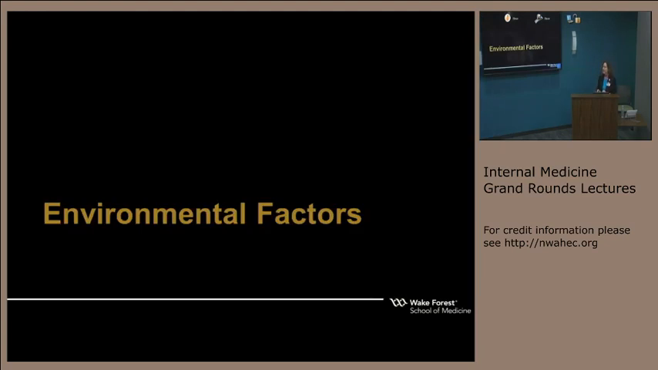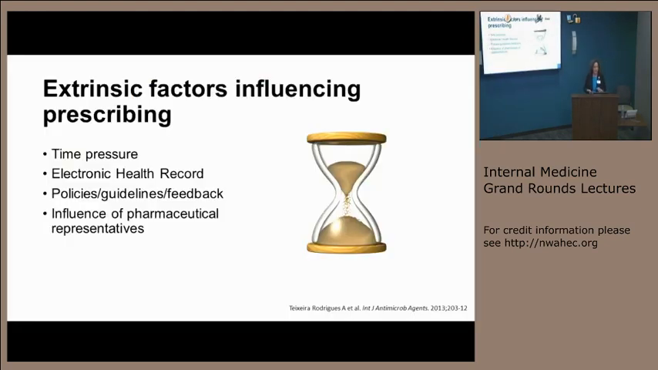Okay, environmental factors. We'll just touch on a couple of these, but there are a lot of environmental factors that can come into play with regard to antibiotic prescribing, including time pressure, the electronic health record as part of our environment, various organizational policies, guidelines, the presence of feedback from the organization, and the influence of pharmaceutical representatives, which can be a factor in up to 20% of decisions here in the United States.